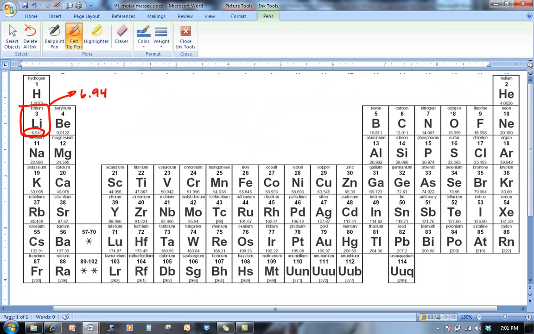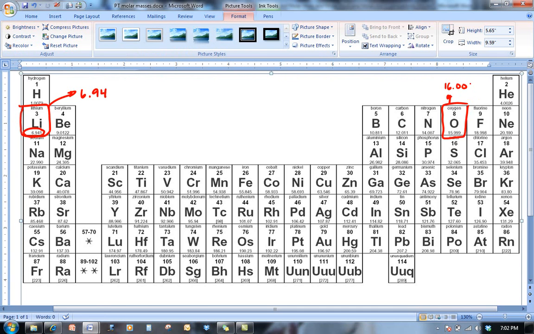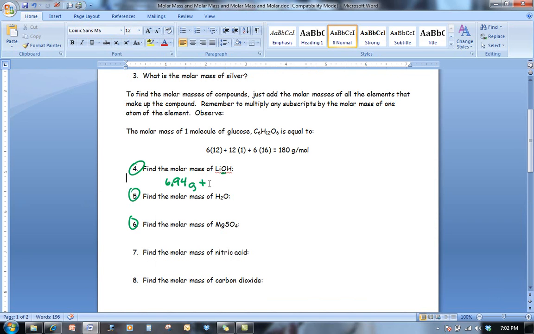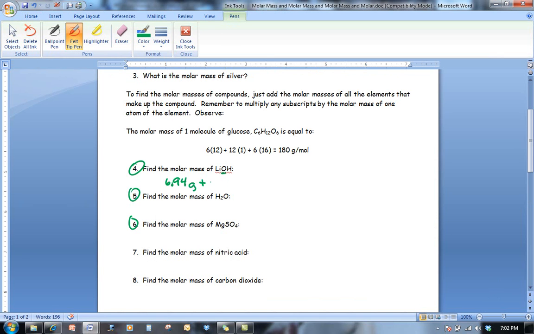And here, when we find oxygen, we see that the molar mass is 15.999, so we can just round this to simply 16.00. So we're going to add 16 grams.